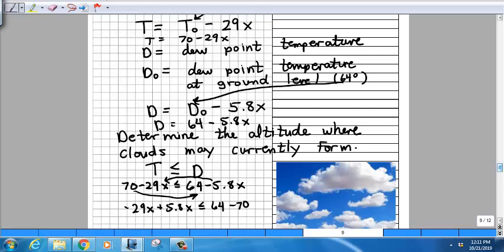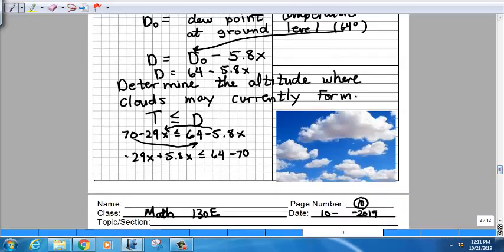Now let's see if we can do this arithmetic here. Minus 29 plus 5.8, I think that's minus 23.2. But y'all better check me on that. Is that right? Oh, yeah, that's right. Okay. So minus 23.2 times x less than or equal to minus 6. Right?